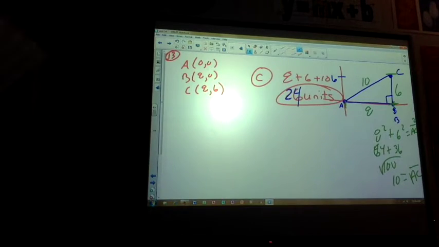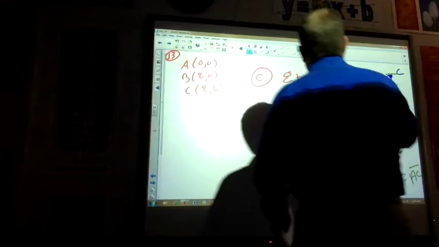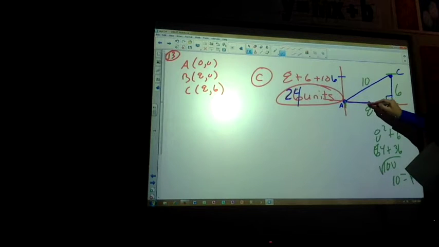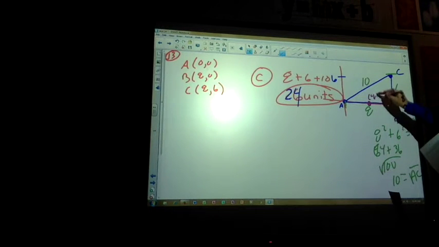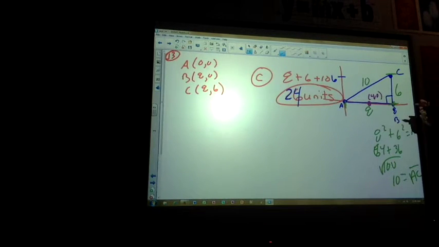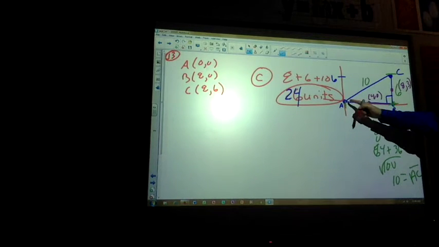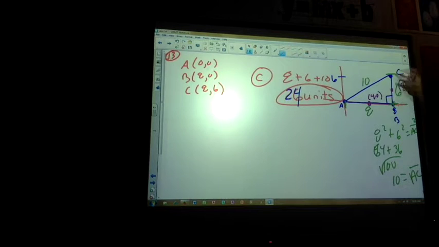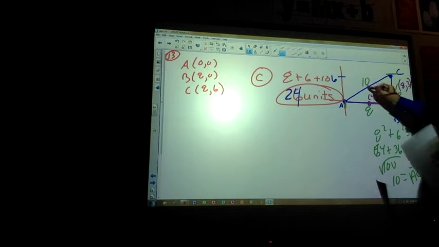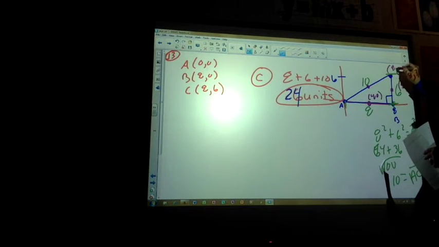Find the coordinates of the midpoints. Well, this one should be a given. That should be 4, 0. Still with me? And then the middle of this one should be 8, what? 3. Everyone agree? I'm finding the middle of this. This is 6 all the way up, so the middle is the point 8, 3.